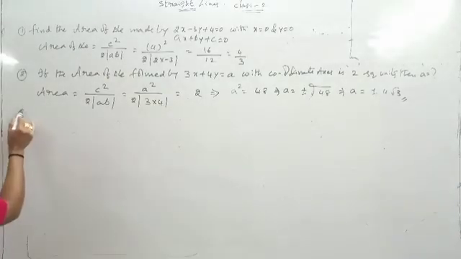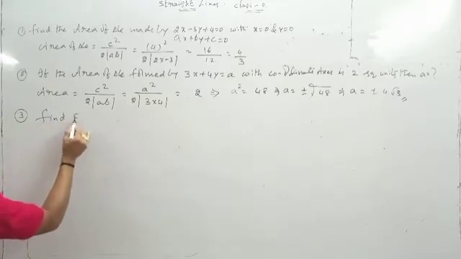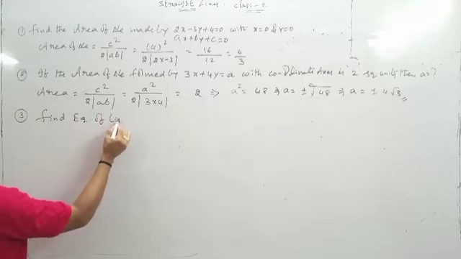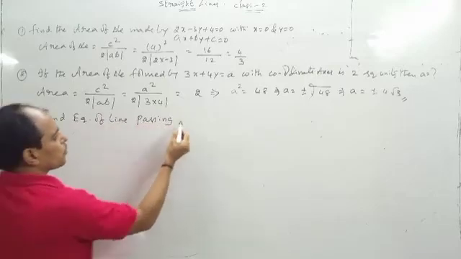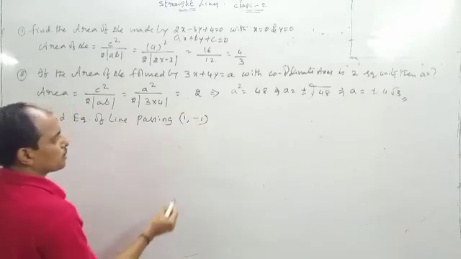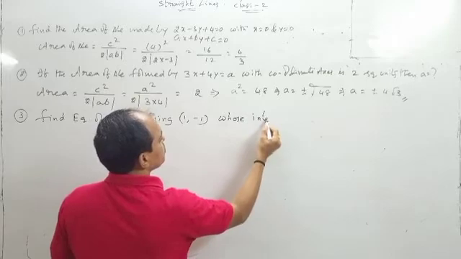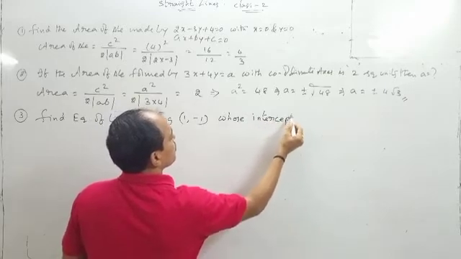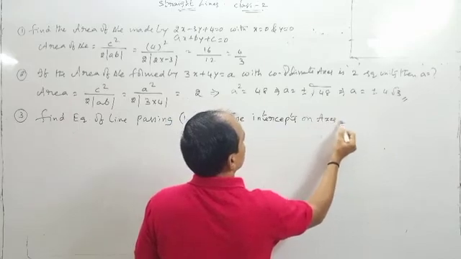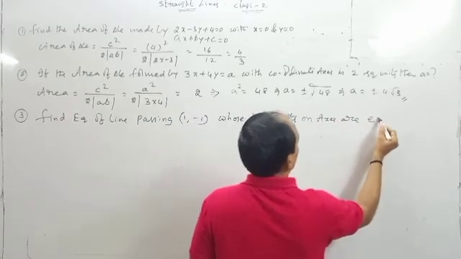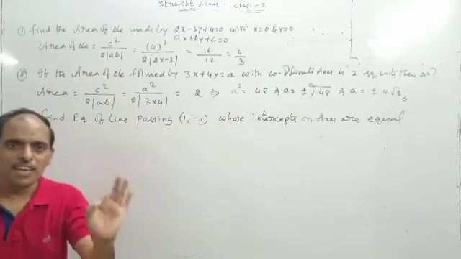Next one. Find the equation of the line passing through 1 comma minus 1 whose intercepts on axis are equal. Find the equation of the line.